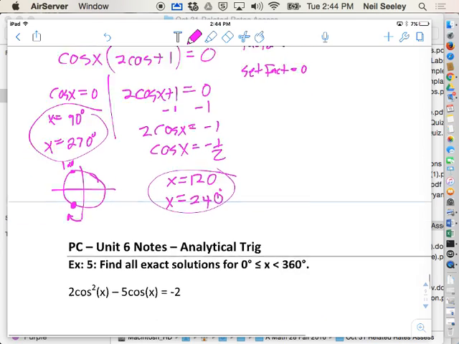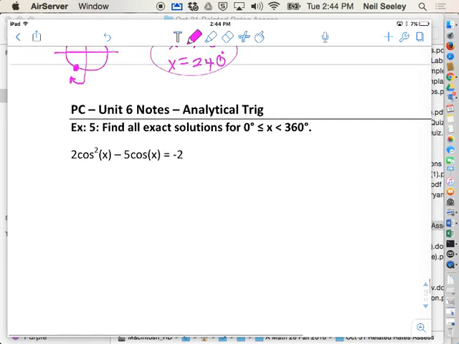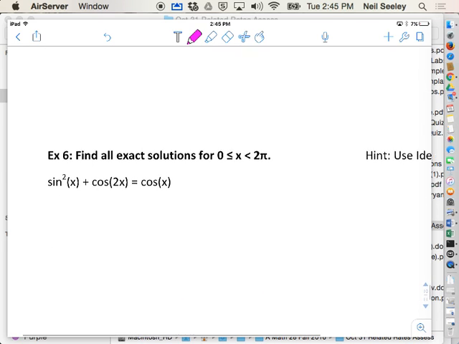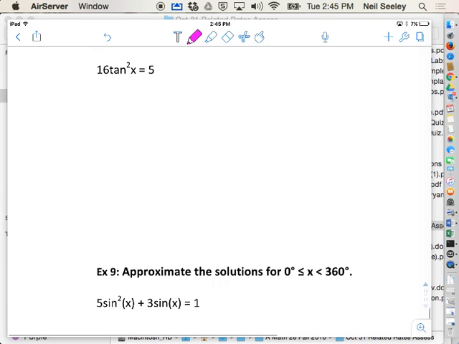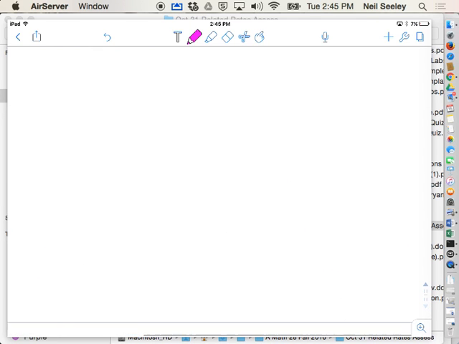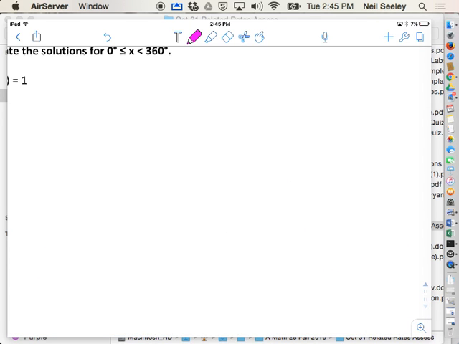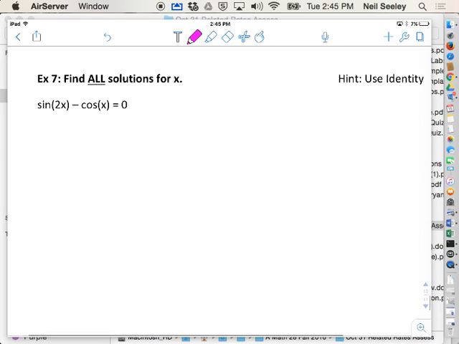Now, I think that's plenty, because I think tomorrow it's more of the same. It's just getting it equal to 0, factoring it, using identities. No, it just adds to the fun. Mo fun.